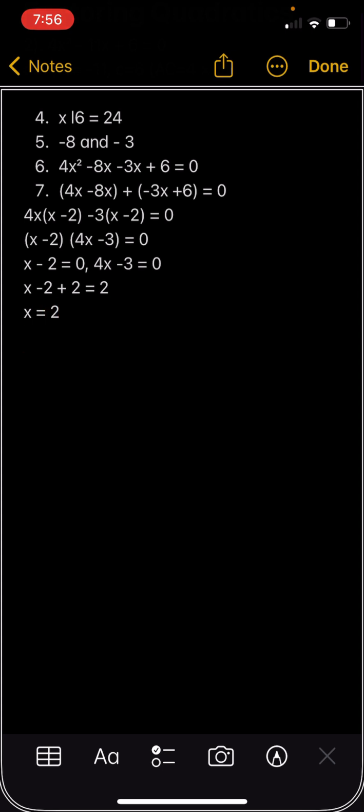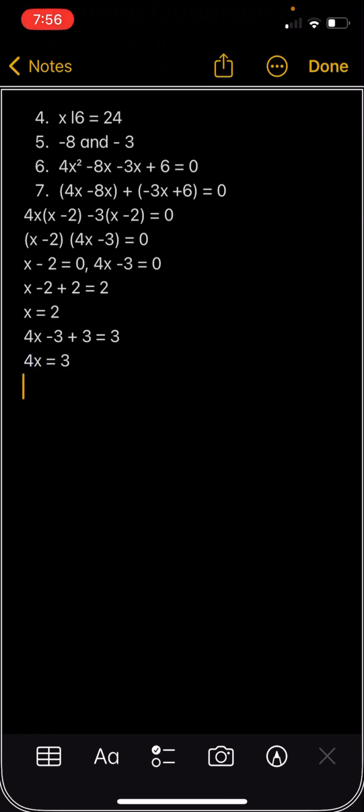In the second instance, let's rewrite this for 4x minus 3. But here we have to add a 3 in order to get rid of the 3. And that will be equal to 3. On the left side, the 3's are going to cancel out, leaving us with 4x equals 3.